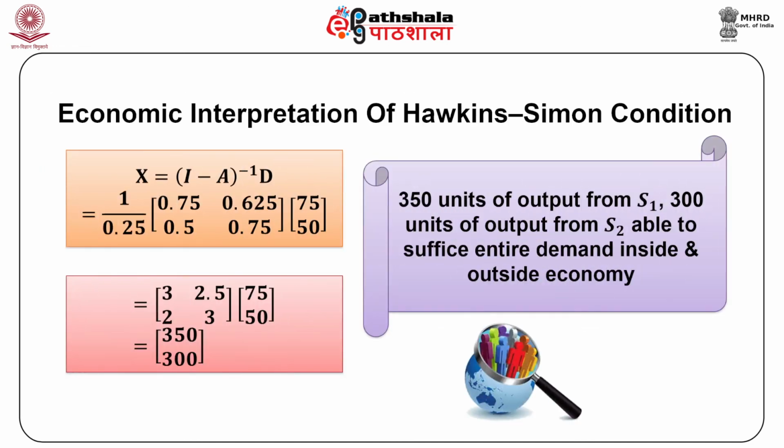x is equal to (I − A)^-1 D, which is equal to 1 over 0.375 into [0.75, 0.375; 0.5, 0.75] into [75; 50], which is equal to [350; 300]. Hence, 350 units of output from S1 and 300 units of output from S2 would be able to suffice the entire demand inside and outside the economy.